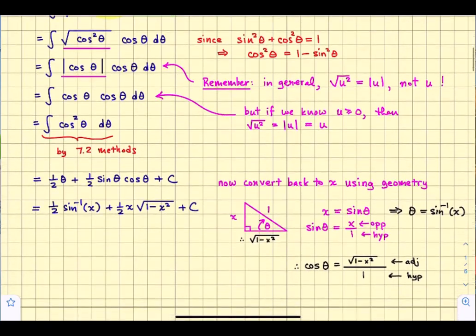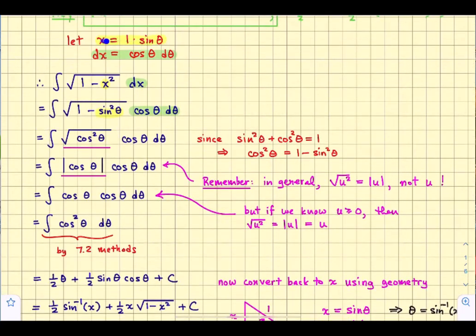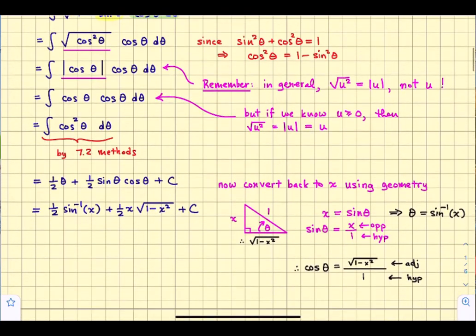To convert back to x, we just use a little geometry that's based on the form of our substitution. Remember, we use the substitution x equals sine theta, which I'll rewrite here. If x is equal to sine theta, that says sine theta is x over 1. That means if we were to draw this right triangle with reference angle theta, then sine of theta is x over 1, so that means the opposite side across from theta is x, and the hypotenuse in this triangle is 1. Knowing these two sides in this right triangle, we can solve for the third side using the Pythagorean theorem.